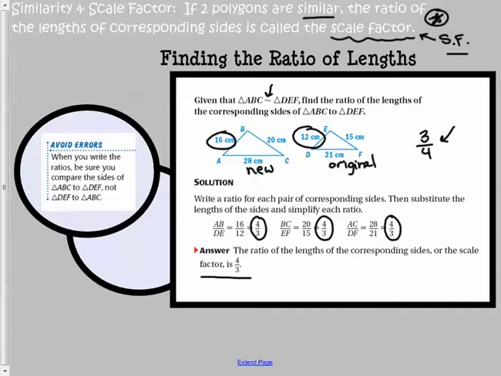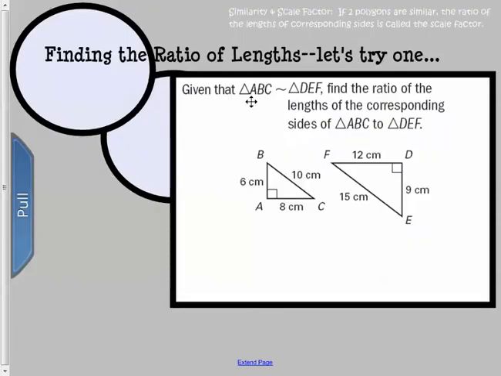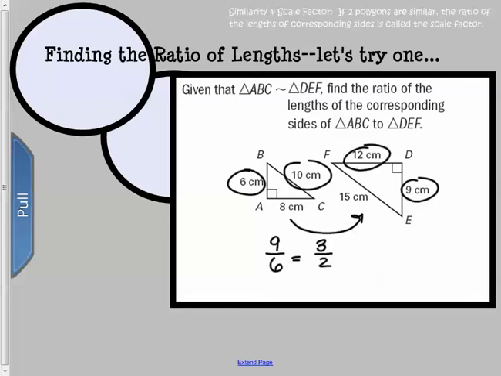Let's look at another example. Given that triangle ABC is similar to DEF, find the ratio of their side lengths. Okay, so let's look at 6 and 9. So I'm getting bigger or smaller? I'm getting bigger. So we take our new shape, and it's 9/6, or 3/2. If we look at another one, for example, the 10 and the 12, then I do 12/10, which simplifies to 6/5.